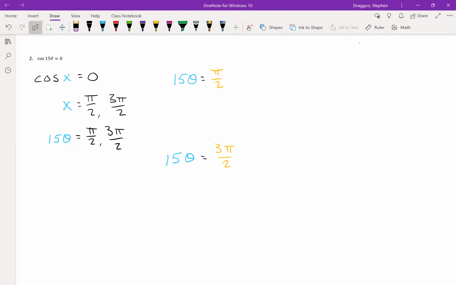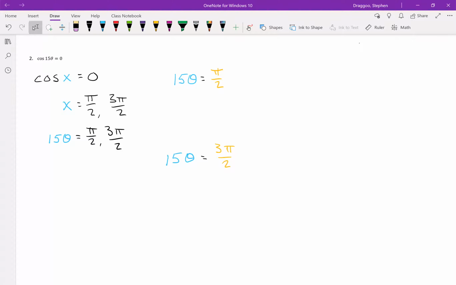So I've replaced 15 theta with x for just a moment to solve cosine of x equals 0, and that's pretty straightforward from the unit circle. I know that that happens at just two angles, pi over 2 and 3 pi over 2. So I'm going to say that x is equal to pi over 2 or 3 pi over 2. But since I simply replaced 15 theta with x, I can just substitute 15 theta back in and say then that 15 theta must be equal to pi over 2 or 3 pi over 2.